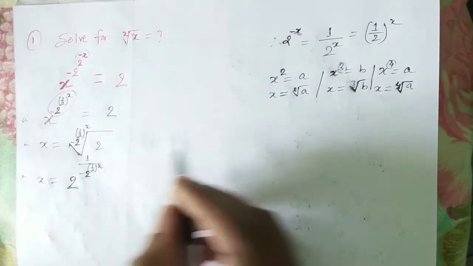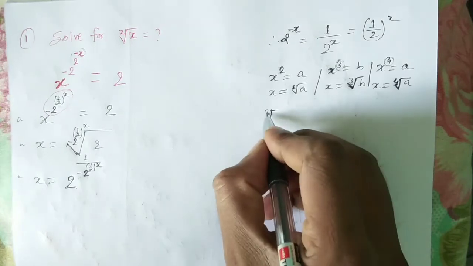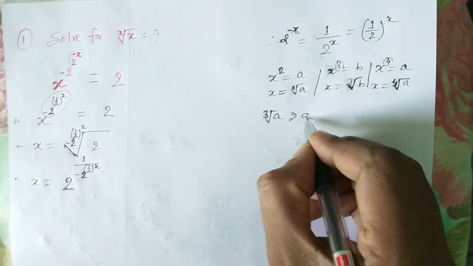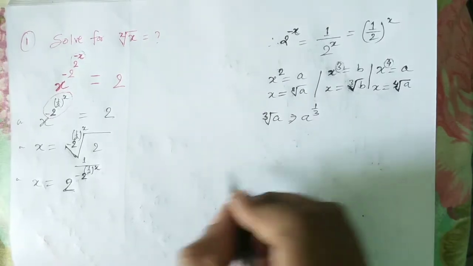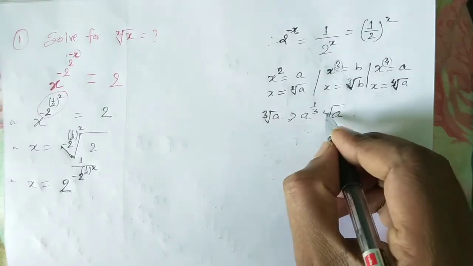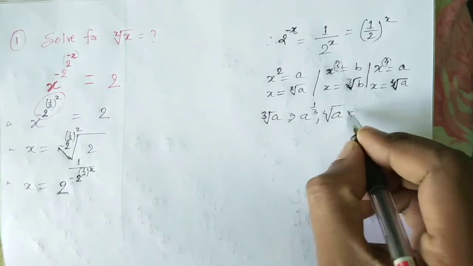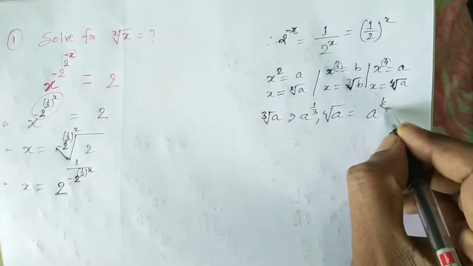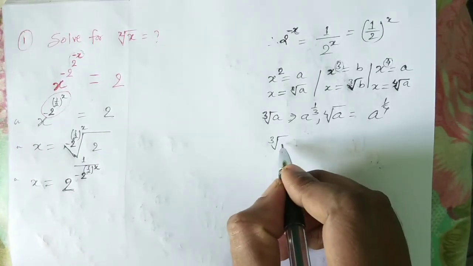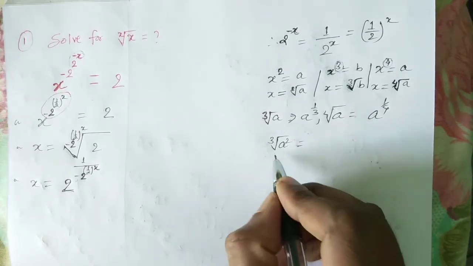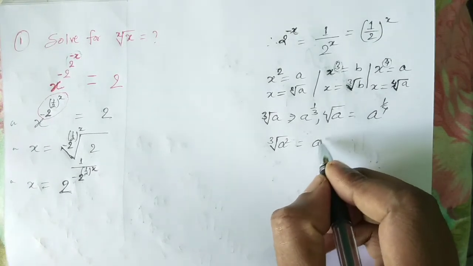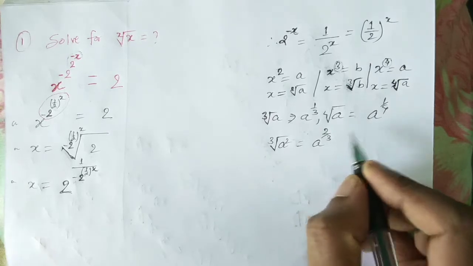I will make you understand how. If there is a cube root of a, then this can be written as a to the power 1 by 3. If there is a fourth root of a, then this can be written as a to the power 1 by 4. Suppose there is the cube root of a square, then this can be written as a to the power 2 by 3.